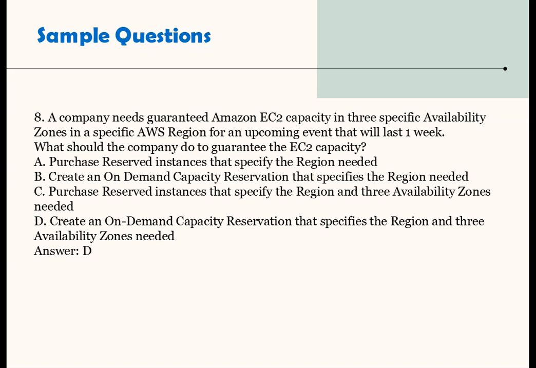A. Purchase reserved instances that specify the region needed. B. Create an on-demand capacity reservation that specifies the region needed. C. Purchase reserved instances that specify the region and 3 availability zones needed. D. Create an on-demand capacity reservation that specifies the region and 3 availability zones needed. Answer: D.